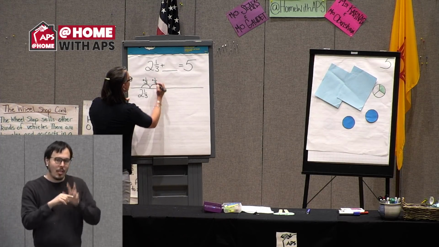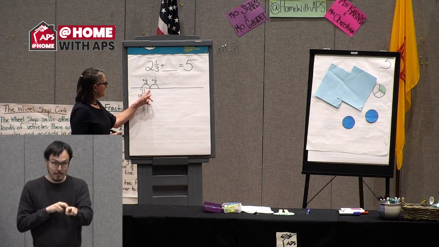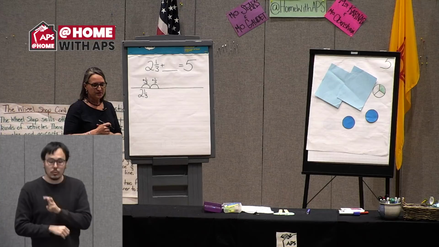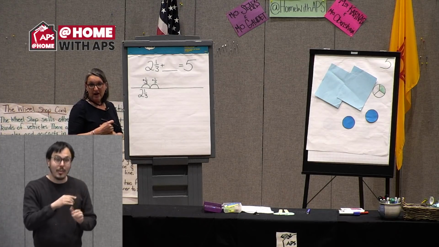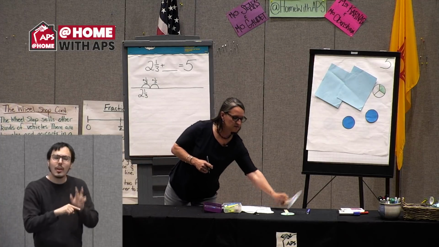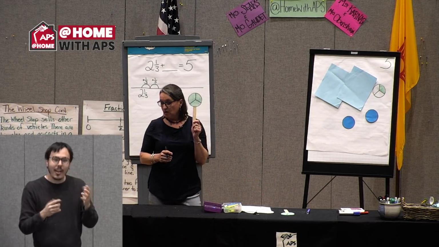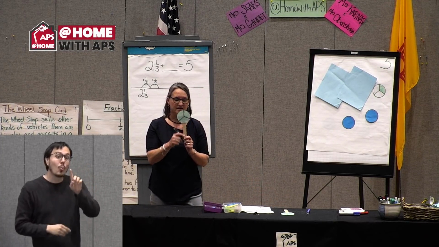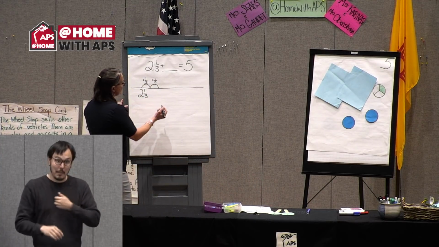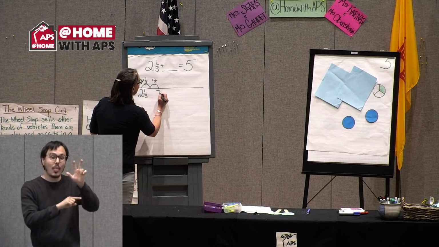So now 2 1/3, 2 2/3. One more third is 2 3/3. What do we know about that? 3/3. 3/3 equals 1 whole, right? We can see it right here. 3/3 equals 1 whole. So when I get to 2 3/3, I've added another whole.